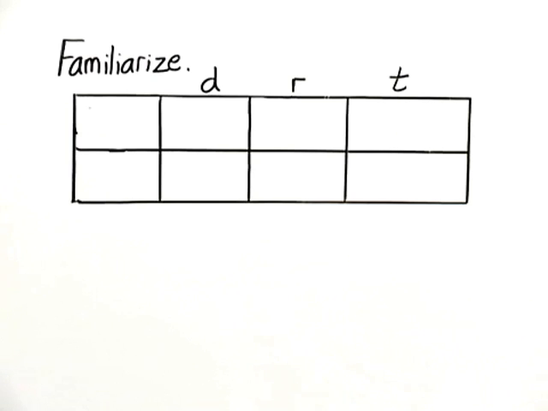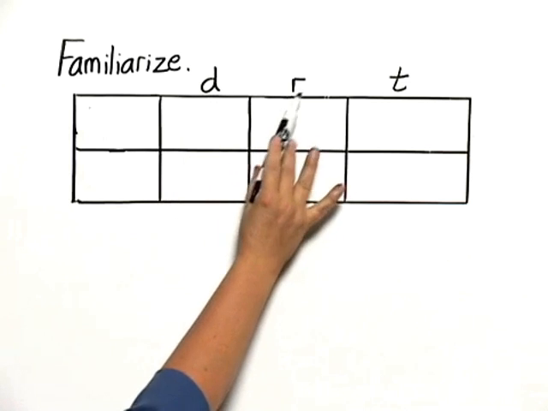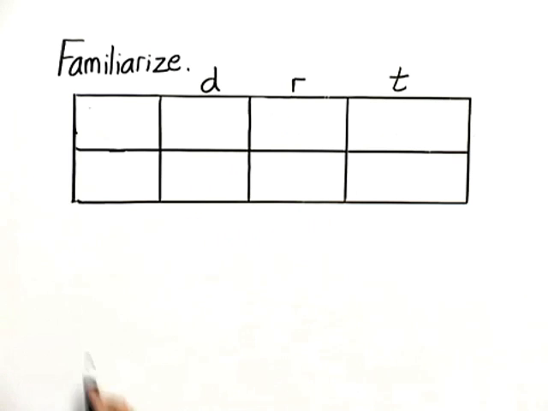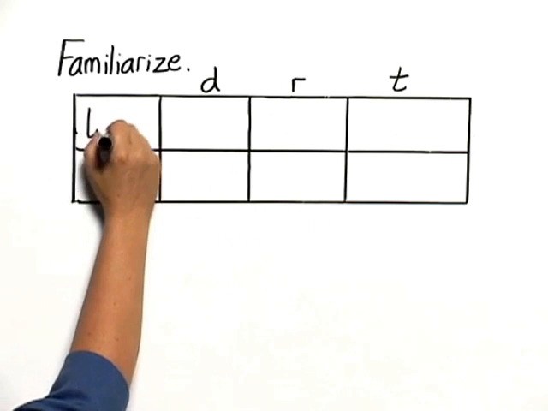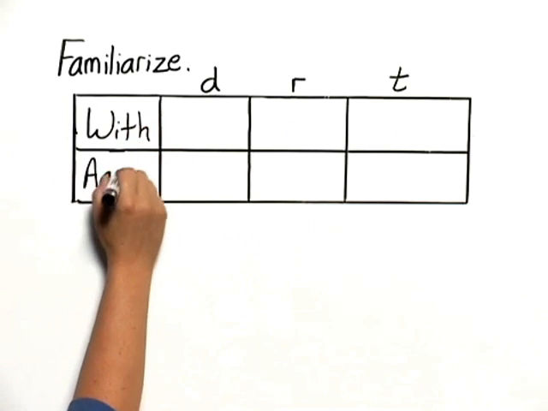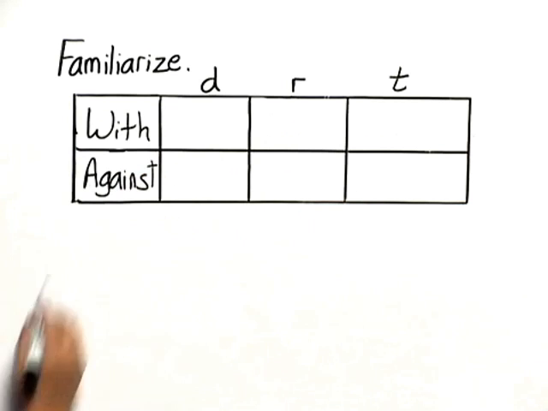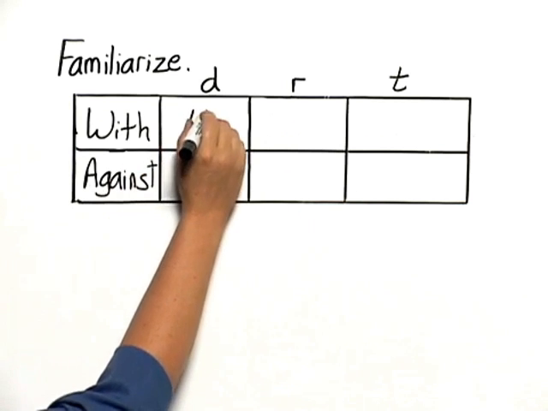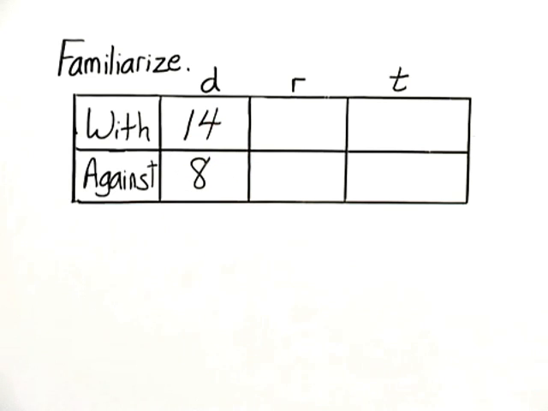Whenever we have a motion problem, we can organize our information in a table, something like this, where we have a column for distance, one for rate, one for time. And we have, in this case, two motion situations, one bicycling with the wind and one bicycling against the wind. And let's see what numbers we know. Well, we know that with the wind, he biked 14 miles, and against the wind, 8 miles.